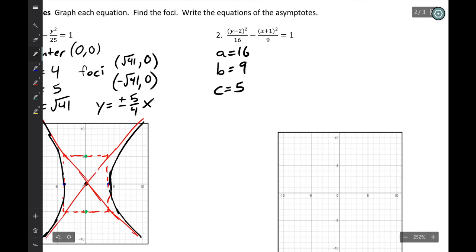Oh, I forgot to take the square root. So a isn't 16, a is 4, and b is 3. So a 3, 4, 5 triangle is going to be in here somewhere. All right, so we got this shape now.